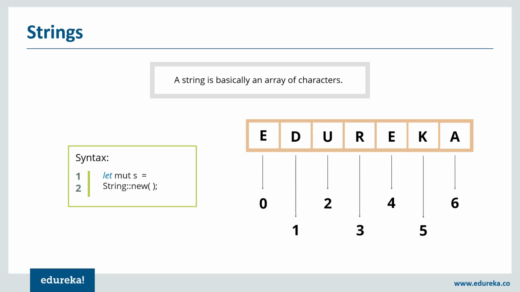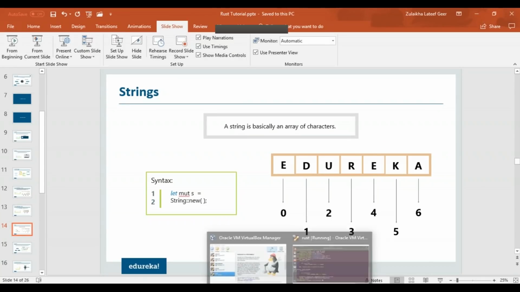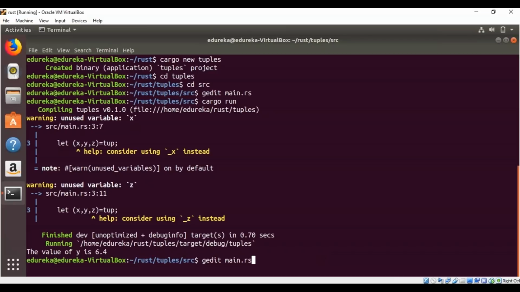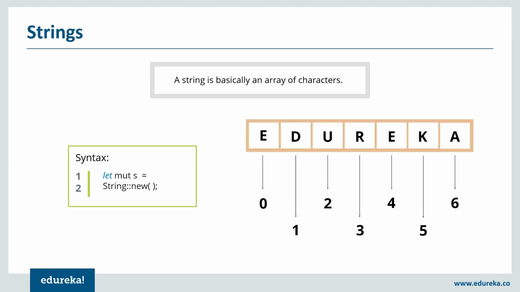Now, moving on, we have strings. Guys, I forgot to mention that I didn't actually specify the data type of each of these values. By default, Rust knows that this is an integer and this is a floating point and this is again an integer. But if you want, you can specify the data types, if you want to store a 32-bit variable or a 64-bit variable. So you can do that. And now let's move on to our next topic.